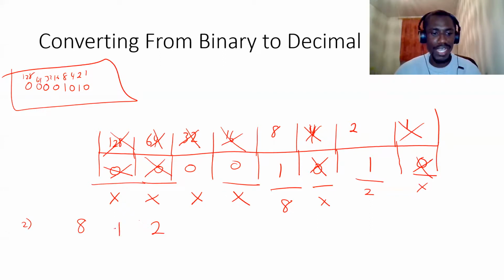Finally, what you do is you just add the numbers that you have left, and that will give us 10. And this is how you convert from binary to decimal. I'll do one more example and then we'll wrap up this session. As I mentioned, it's going to be a very quick one.